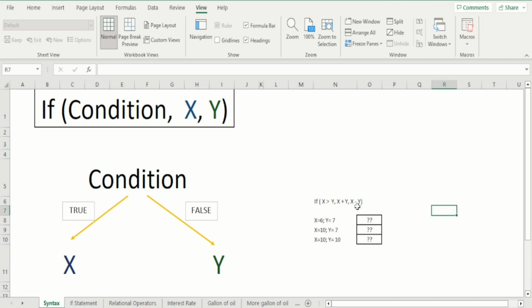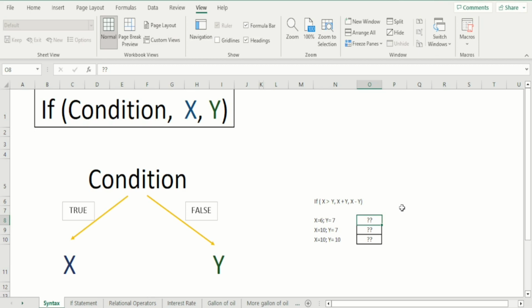So let's take a look at an example here. So here we have an example of an if function. This function says that if x is greater than y, then add x and y. If on the other hand that is not true, then subtract y from x. So let's see what this means. In the first case, where x is 6 and y is 7, what do you think? Would the condition be satisfied? So the condition will not be satisfied.